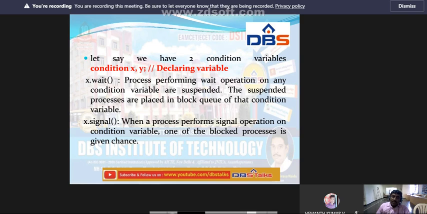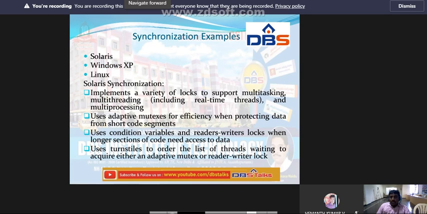The suspended processes are placed in the block queue of that conditional variable. Whereas x.signal, when a process performs a signal operation on a conditional variable, one of the blocked processes is given a chance. These two are the conditional variables used in monitors, x.wait and x.signal. So the next topic is synchronization examples.